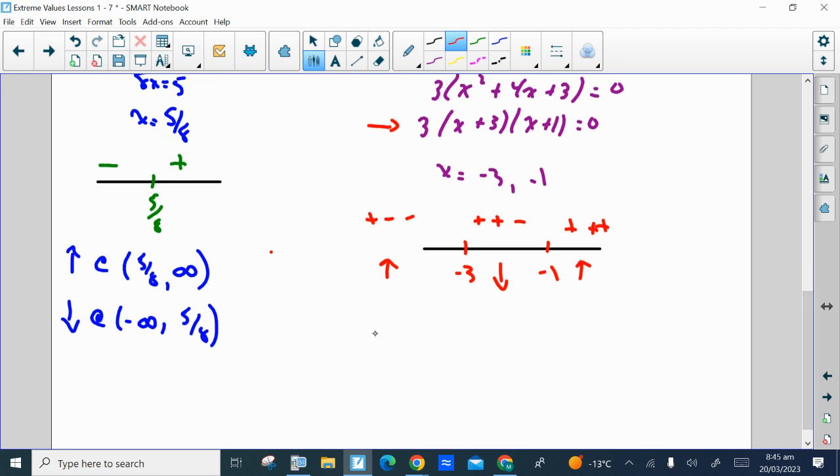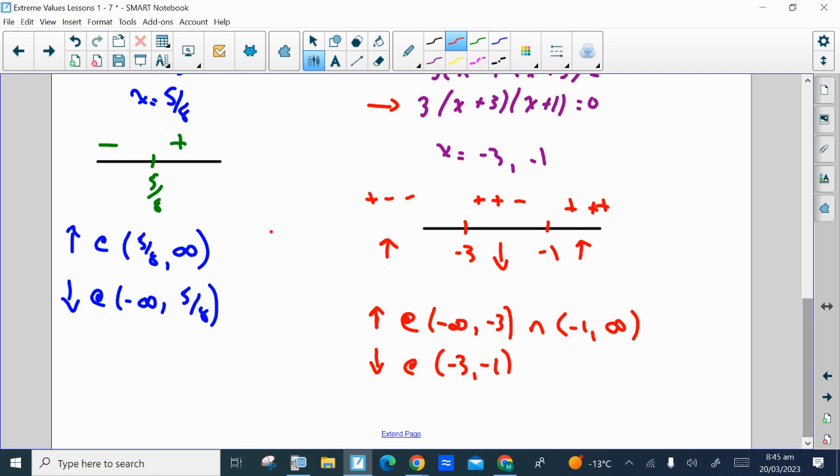So we can say that the function is increasing from negative infinity to negative 3, and then from negative 1 to positive infinity. It's decreasing only between negative 3 and negative 1. Okay?